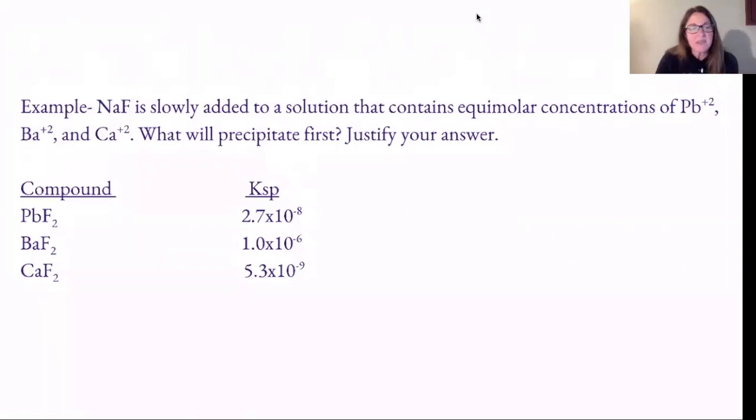Our last problem type. NaF is slowly added to a solution that contains equal molar concentrations of lead, barium, and calcium ions. What will precipitate first? And we want to justify our answer.